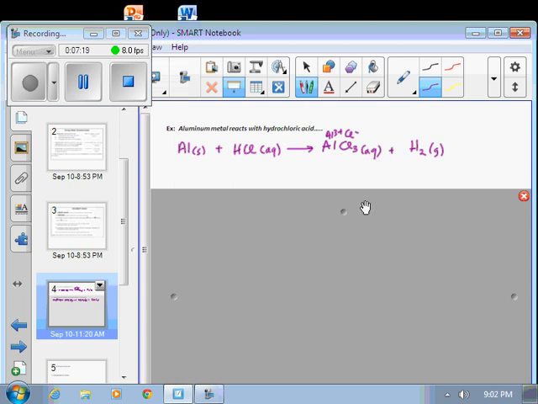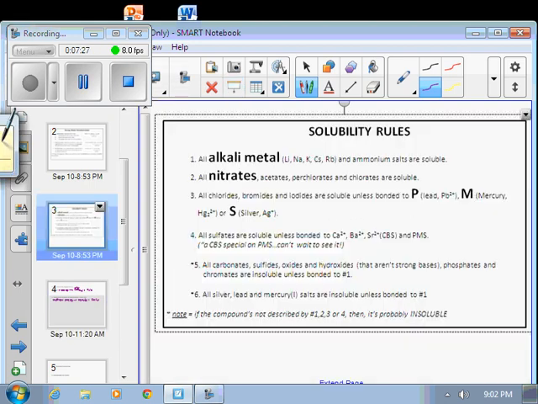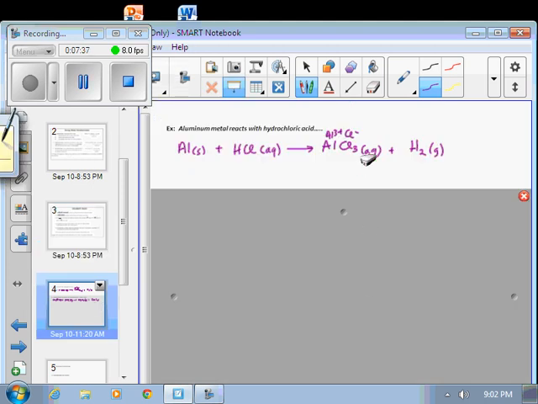How do I know? Because there's all this water from the HCl, right? And ionic compounds are going to be aqueous if they're soluble according to the solubility rules. And it says here all chlorides are pretty much soluble unless bonded to PMS, lead, mercury, or silver. Not the case in this example. So that's aqueous. Well, what about the hydrogen gas? That's going to bubble away as a gas, so we'll put the label G to represent the gas.